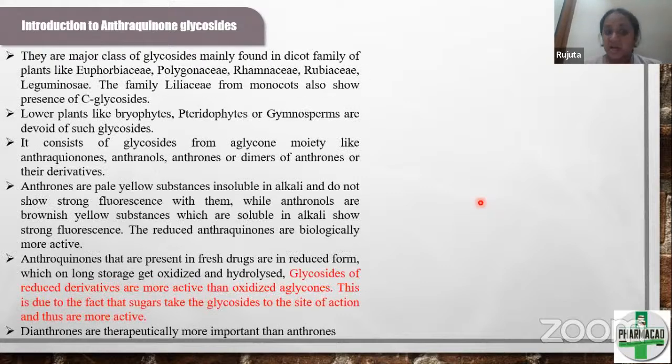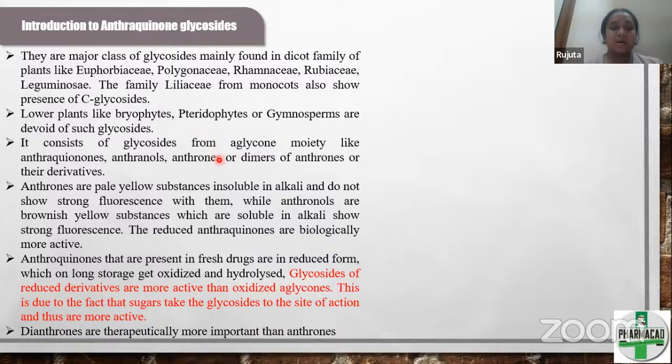They are a major class of glycosides mainly found in the dicot families of plants like Euphorbiaceae, Polygonaceae, Rhamnaceae, Rubiaceae, etc. The family Liliaceae from monocots also shows the presence of C glycosides. When we say anthraquinone, generally they are C type glycosides. A few of them are also under the class of O type glycosides. We will be studying around 6 drugs under this particular class of compounds.